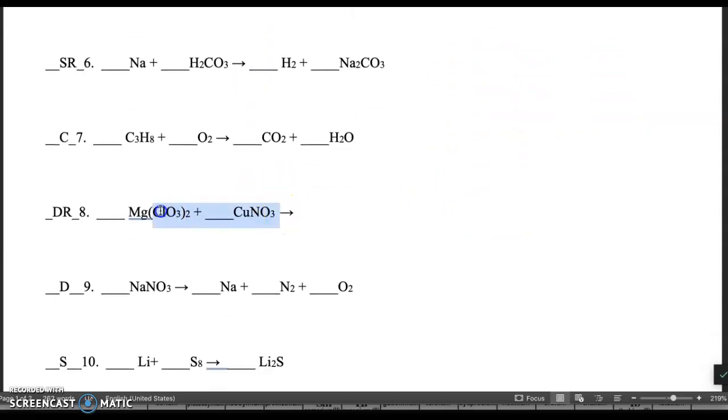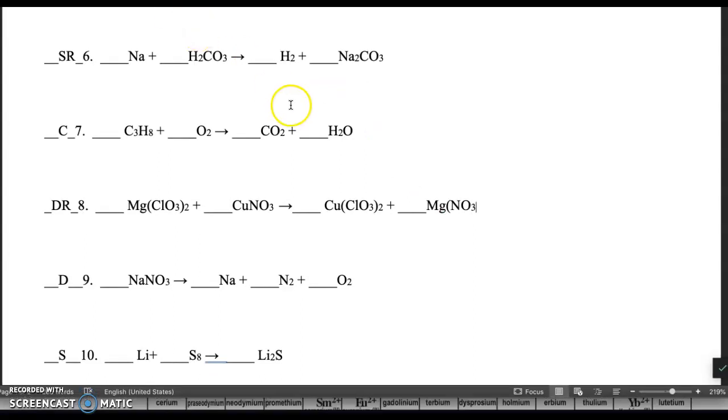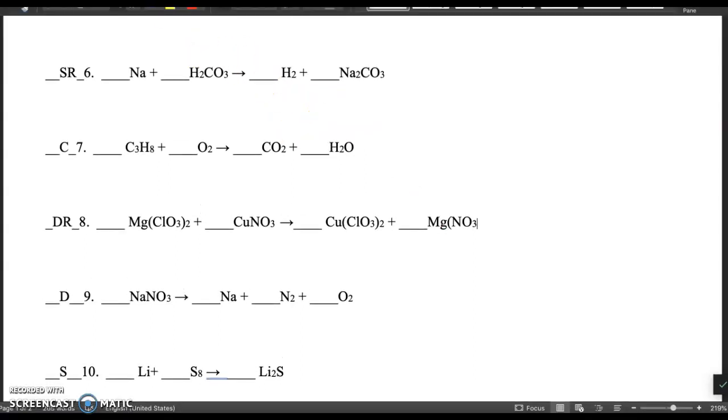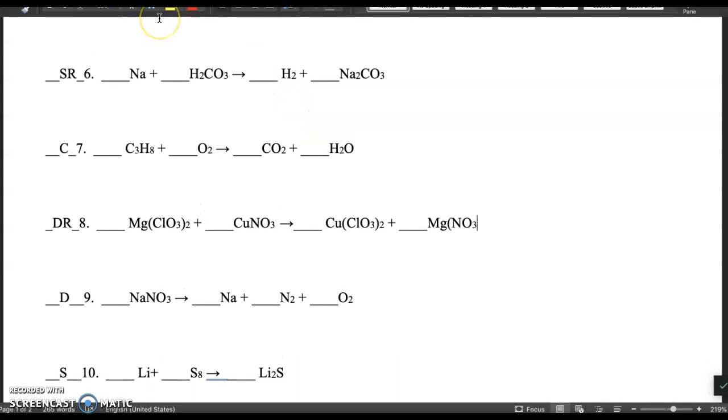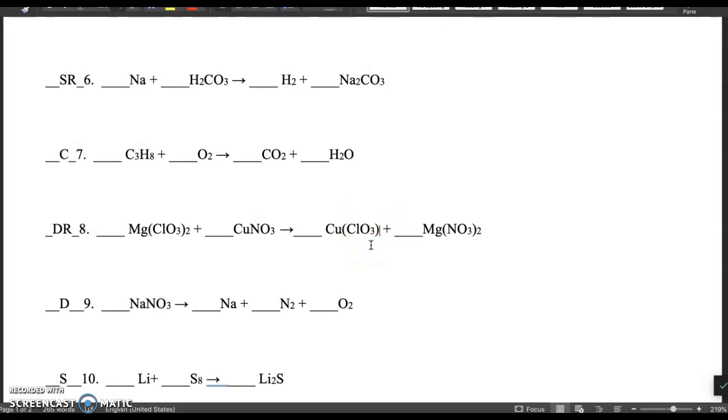And then my second one here, Mg and copper are switching spots. So Cu is switching and Mg is switching. Now one thing to note is I already know this: nitrate is a -1, magnesium's a 2, so the 2 from magnesium is going there. Nitrate, the 1 is going to go to magnesium. In this case, copper is a 1, and ClO3 is also a 1, so both those cancel.